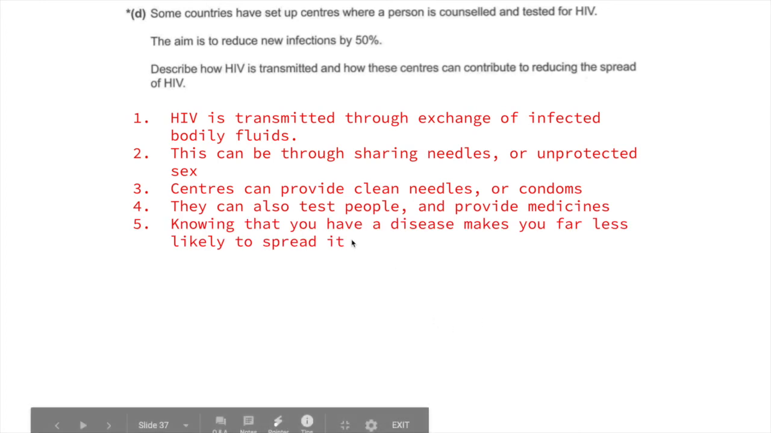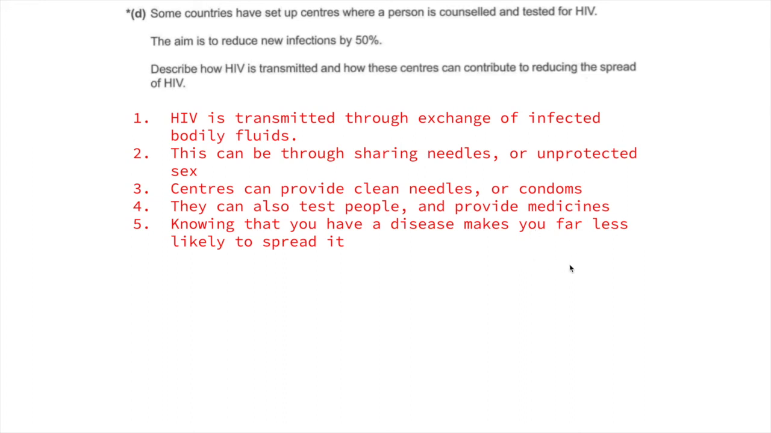Okay, and this is the follow-up from that. If you know you've got that disease, you are far less likely to spread it. With these 6-mark questions, it's not enough just to say tests are good, people know whether they've got it or not. Make sure you follow that up with saying why that's good. If they know they've got a disease, they're far less likely to spread it. And these marks here, from 4 down to 6, are all about our general knowledge of diseases.